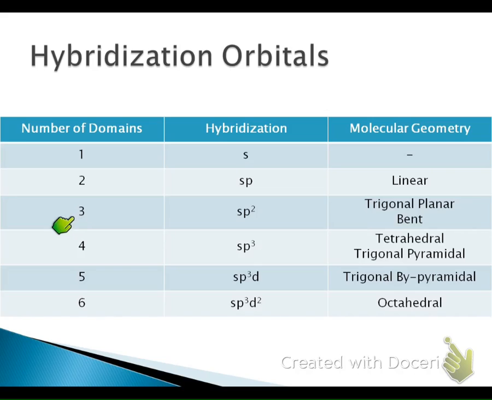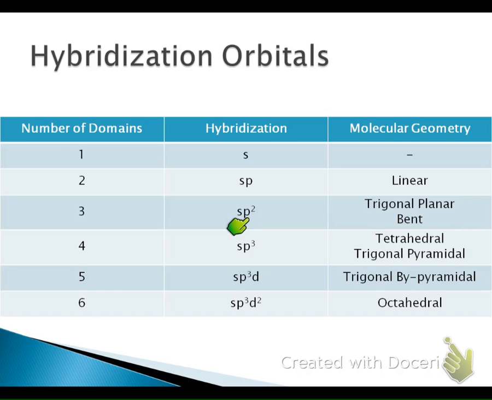So with a compound that has 3 domains, that means 3 things are bonded or surrounding the central atom. Are we on the same page there? That means in order to get equally shaped, equal energy orbitals, we need to use the s orbital and 2 p orbitals.